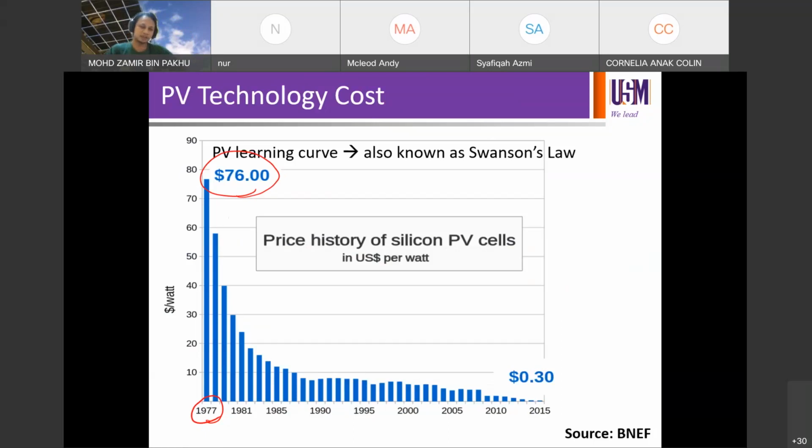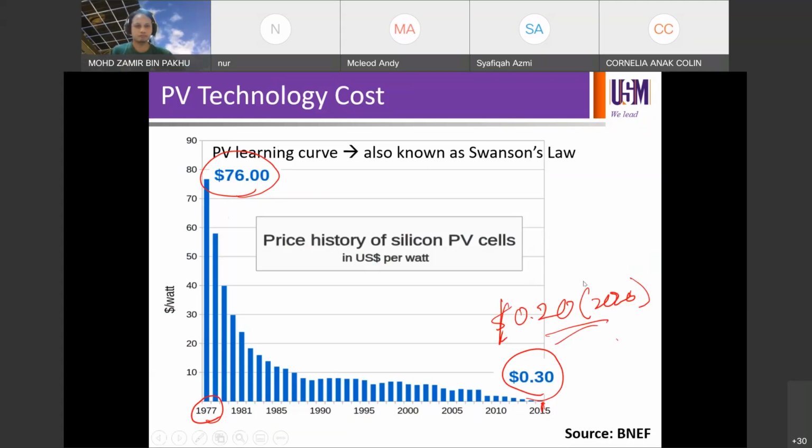It was ridiculously expensive. And now, by 2015, it's gone down to 30 cent. And 2 years ago, it was 24 cent. And last year, it has gone down to 20 cent, right? So it's gone down really significantly. As of 2020, it was already 20 cent per watt.